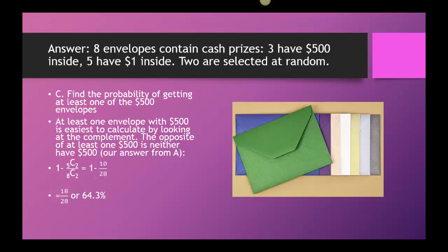So you could do it that way. You could do 1 minus 10 over 28, and it gives you 18 over 28, which is 64.3%. Or you could go back to what was your percent and subtract it from 100. As long as you're getting the same number that I'm getting, I don't care if you were using percentages or if you went to the combinations again. Math is fun in the fact that it has more than one way to do things.